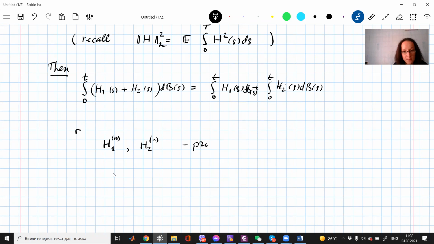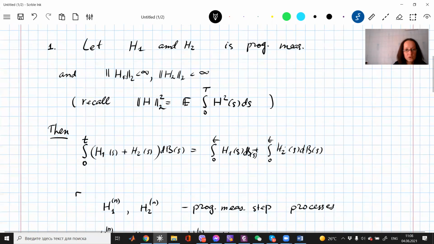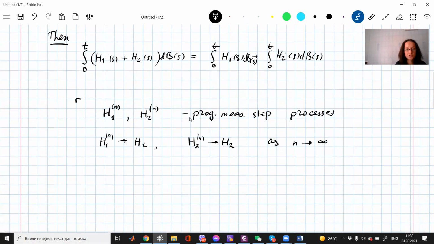So these are progressively measurable step processes, and they converge to H1 and H2 as n converges to infinity. And here recall convergence in this norm. So yes, and for step functions, this property is very easy to see.